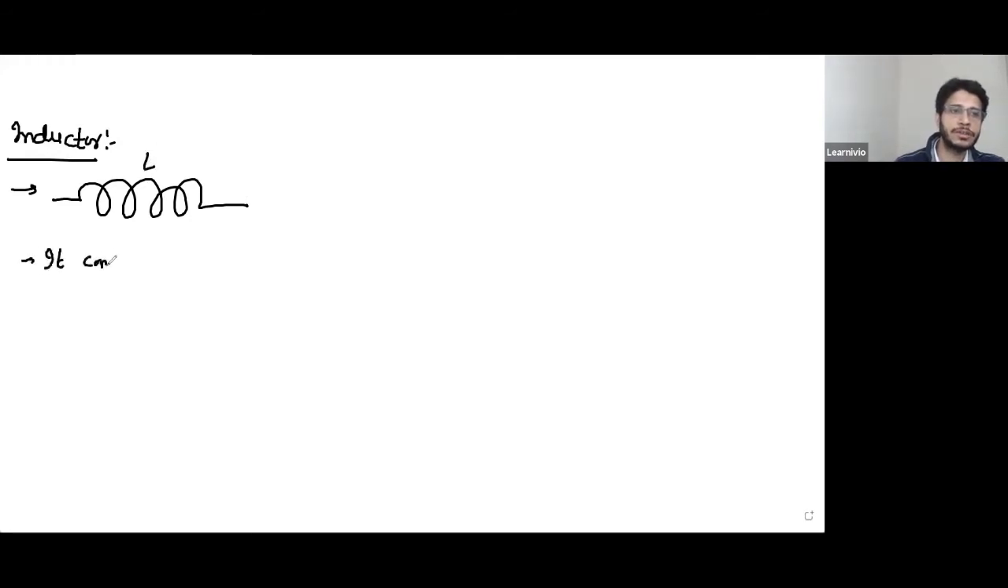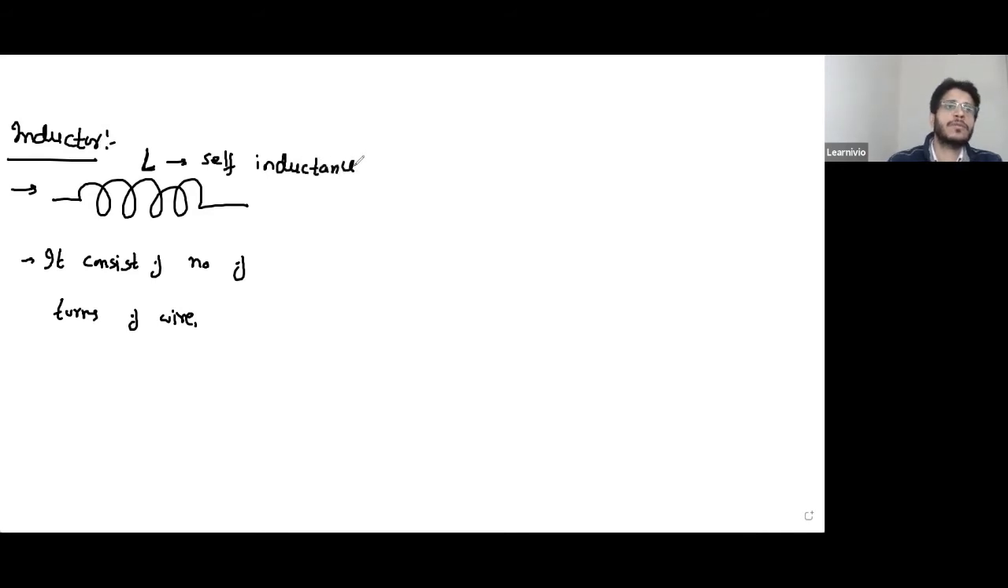So an inductor consists of a number of turns of wire. The way that for a capacitor we use the term capacitance to show the strength of the capacitor, and for a resistor we use resistance, for an inductor we use this L, which is self-inductance, the coefficient of self-inductance. So this is a circuit element which just consists of a number of turns in a wire.